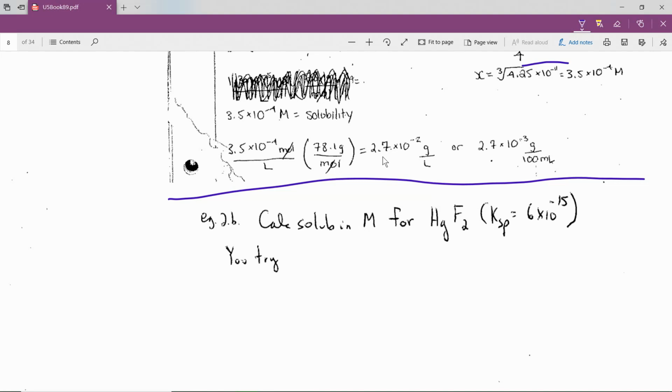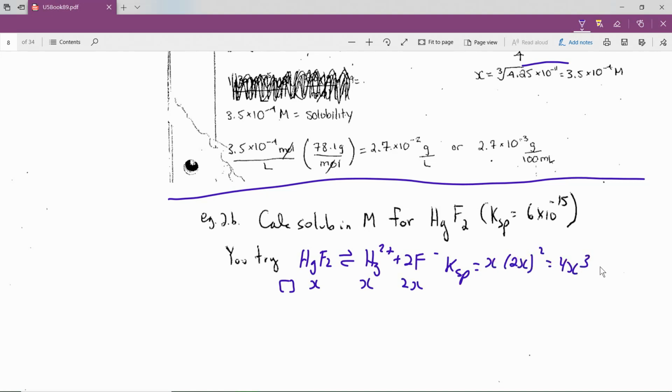Let's try this. You try here. HgF2, KSP is 6 by 10 to the minus 15. So that's a 1 to 2 ratio, right? If I do HgF2 goes to Hg2 plus 2F minus. So that's a 1 to 2 ratio. This is X, 2X, and KSP is going to be X times 2X all squared. This is what I mean. X times 2X all squared, which is 4X cubed, which equals 6 by 10 to the minus 15.